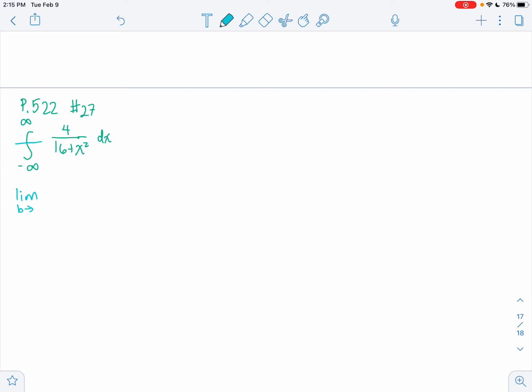Limit as b approaches infinity is the part that makes it improper. So we're going to go from 0 to infinity, 4 over 16 plus x squared. So properly setting up this improper integral. And then the other split of the integral occurs at 0, and that's going from negative infinity to 0, where the negative infinity part is what causes this to be improper. So we're going to go from b to 0. And that takes care of me setting up the improper integral properly with the limit.